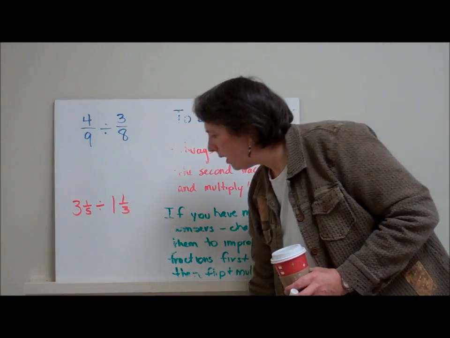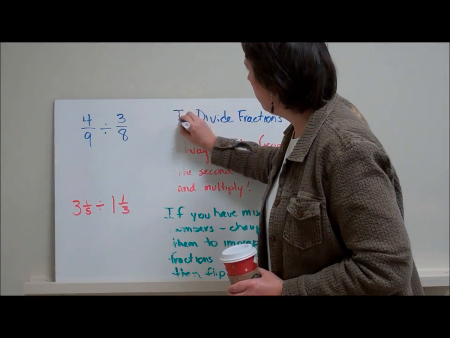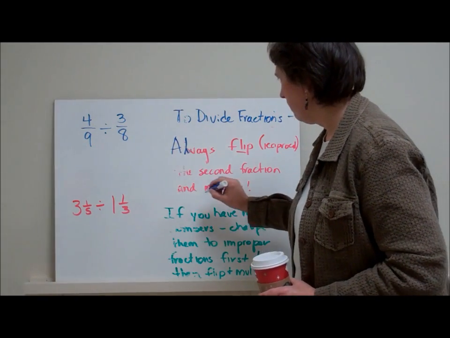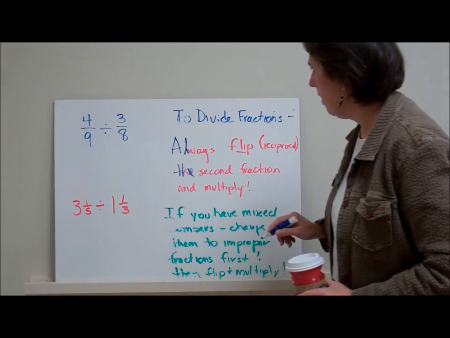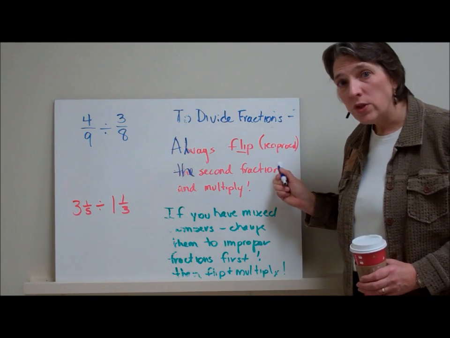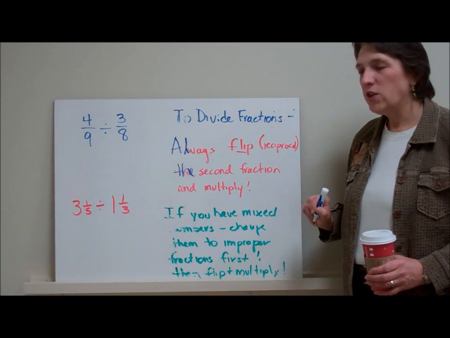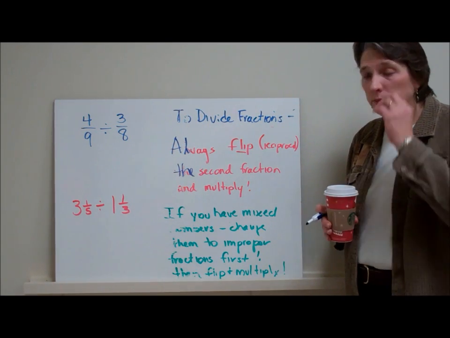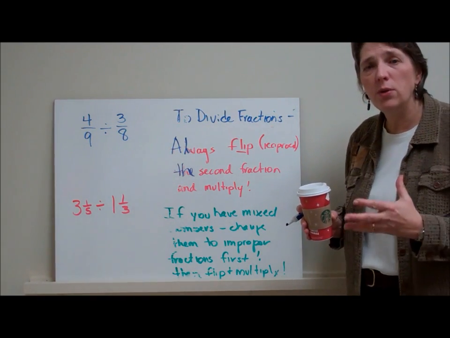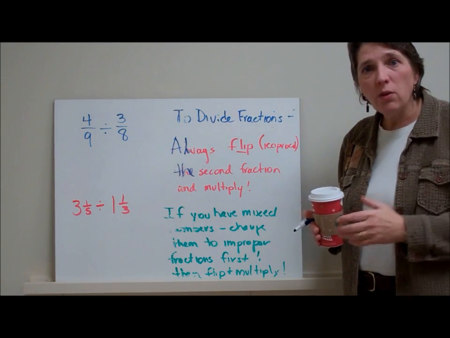Okay, so here we go. So to divide fractions, let's get that down. When you divide fractions, you always flip, which is doing what? Taking the reciprocal of the second fraction, or the second number, and multiply. Because if you're dividing 4/5 divided by 2, 2 is the second number, and you flip it into 1/2.